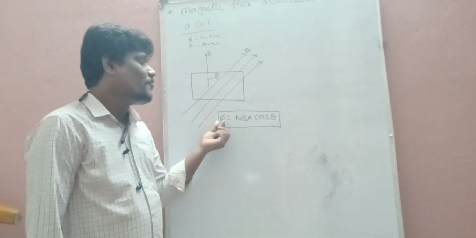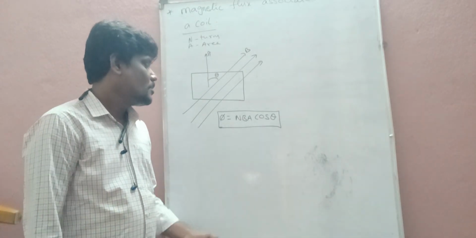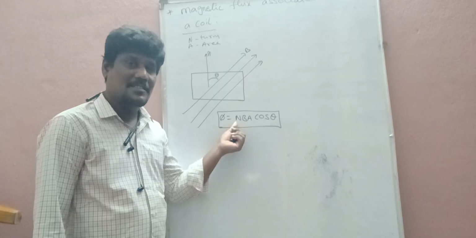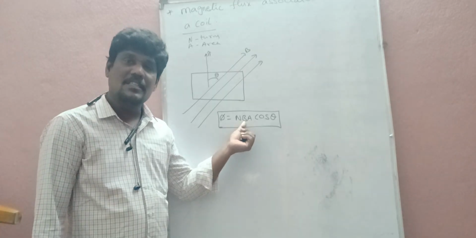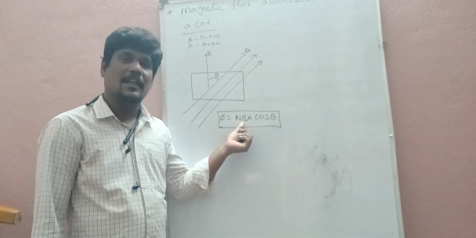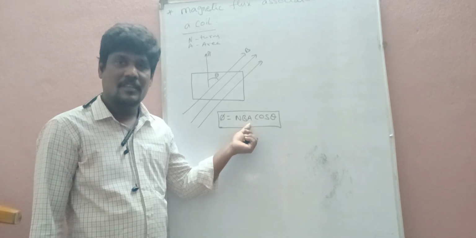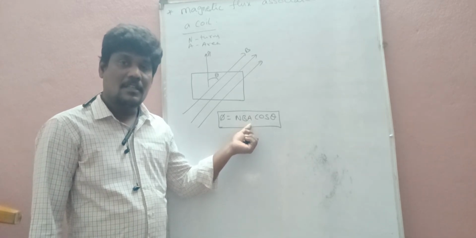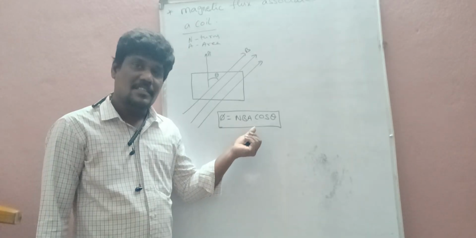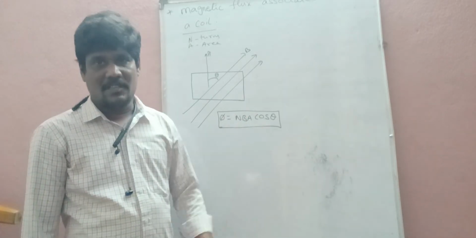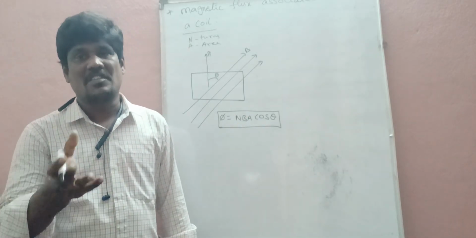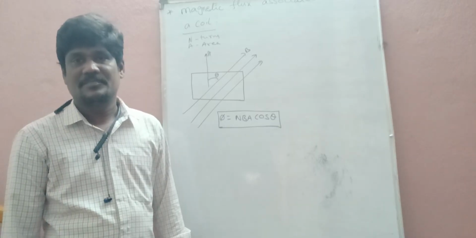Here, the flux may be changed by changing the number of turns in the coil, by changing the magnetic field in the coil, by changing the area of the coil, and flux may be changed by orientation of the coil. Orientation is nothing but rotation of the coil. Okay?